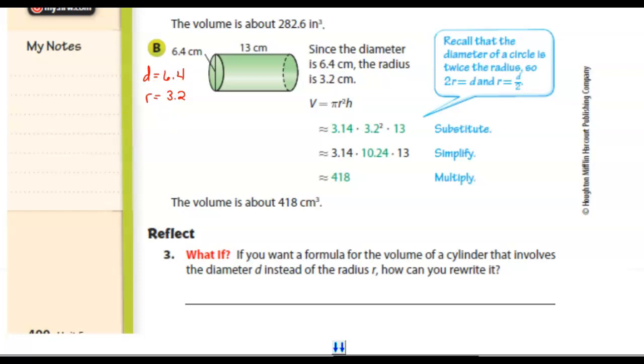Again, they want us to use 3.14 for pi, so we're going to take pi, 3.14, times the radius squared, 3.2 squared, times the height of the cylinder, and this is the height of the cylinder. And when I multiply all of those, I get 418. This here means it's approximately or about this. It doesn't mean that it is exact, and that is because pi is an irrational number, and so there's no way that we can get an exact amount.